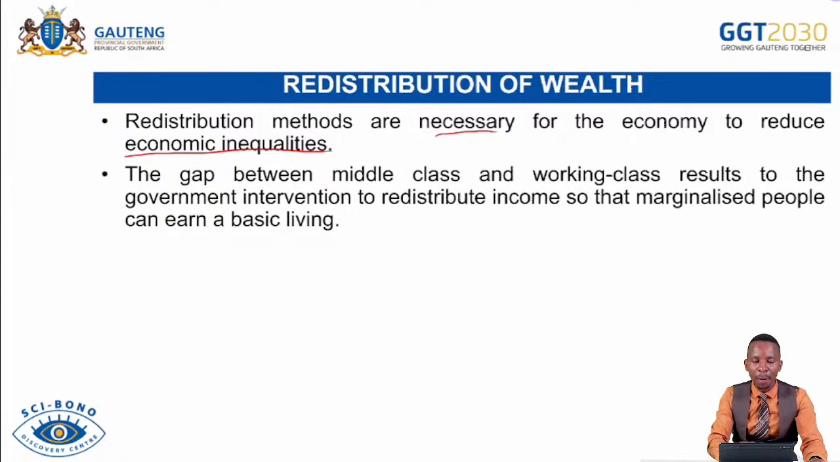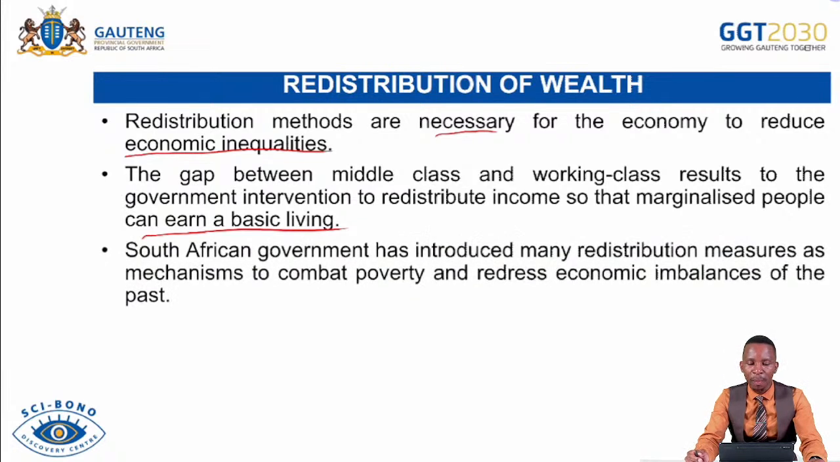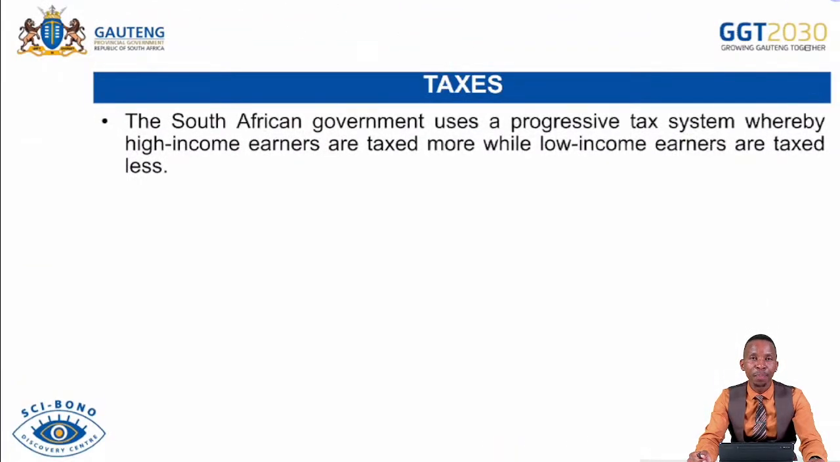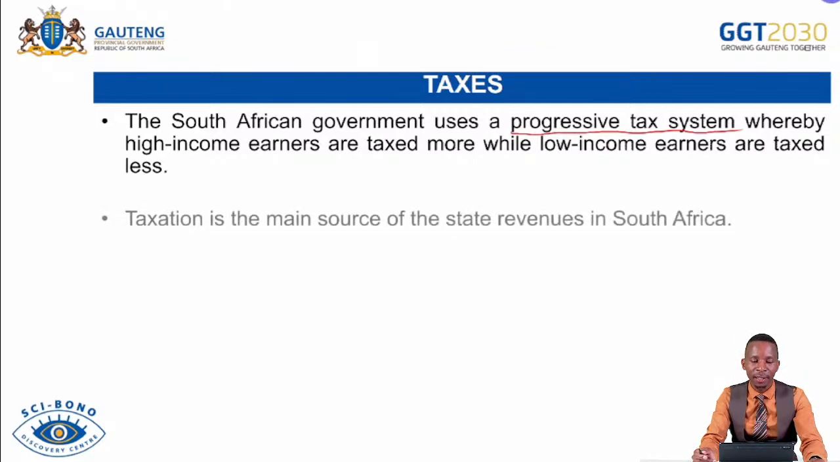And then the gap between the middle and working class results in government intervention to redistribute income so the marginalized can earn a basic living. The South African government has introduced many redistribution measures as a mechanism to combat poverty and redress economic imbalances of the past. The state can use taxes, so the government uses a progressive tax system whereby high income earners pay more tax while lower income earners pay less tax.